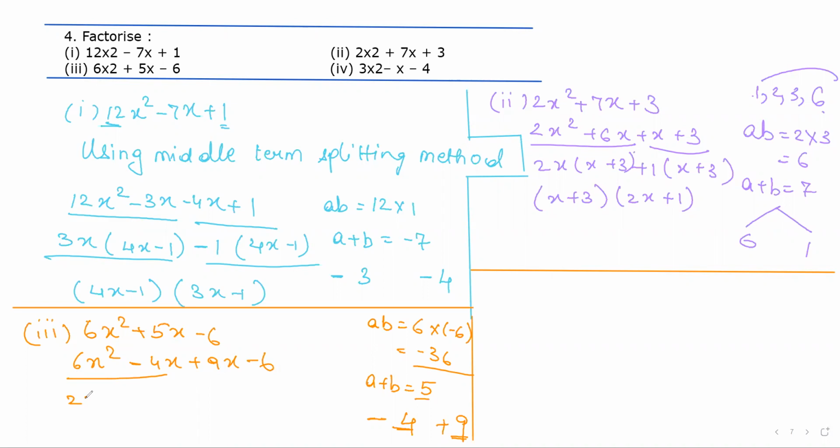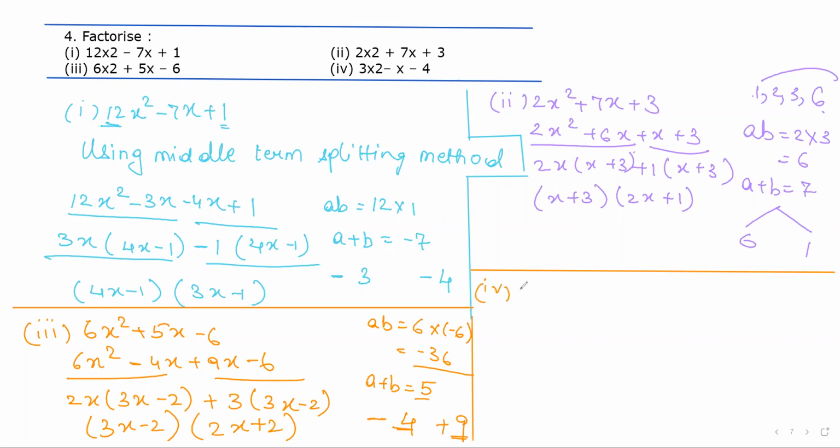Out of the first two terms, 2x is common, and you're left with 3x minus 2. Out of the last two, 3 is common, leaving 3x minus 2. Taking common, you have 3x minus 2 and 2x plus 3 as the factors of the given binomial.